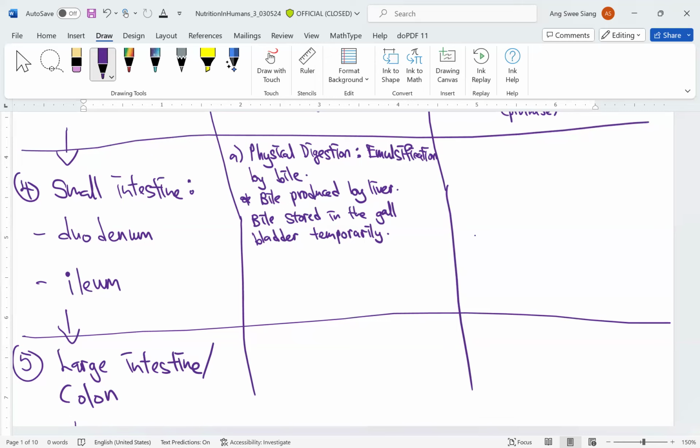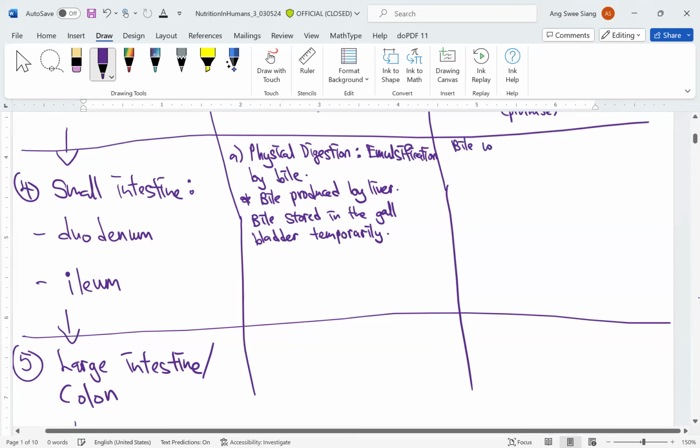So when bile is released into the duodenum, what is the function? Bile will be secreted. Secreted has this meaning of being released into the duodenum.